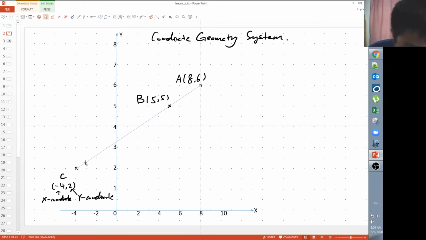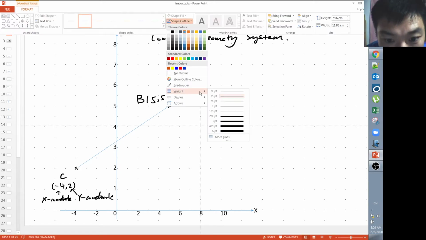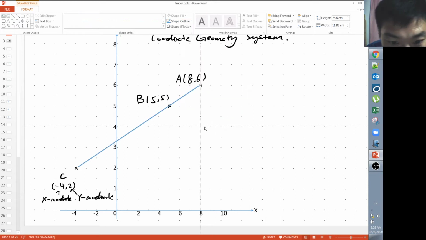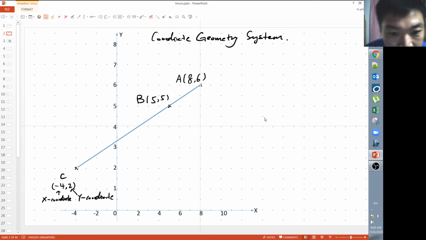Let me move up a bit. Okay, so yes, this is the one. Thicken it a bit. Alright, you choose a different color. No, it's alright. Blue is good. I like blue. Alright, okay, over here it's not touching, so just make sure it touches all the points.